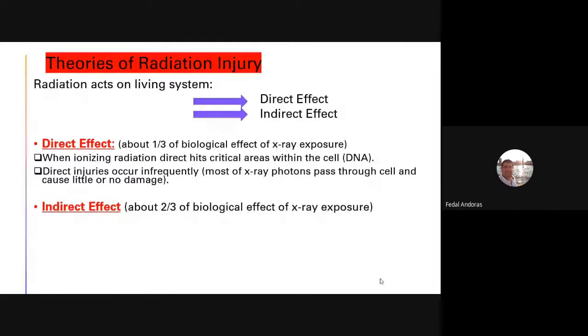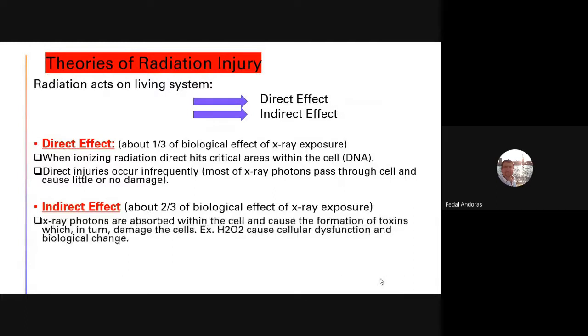The problem is with the indirect effect, about 2/3 of the biological effect of X-ray exposure. How does it happen? X-ray photons are absorbed within the cell and cause the formation of a toxin, which in turn damages the cells. For example, H2O2 causes cellular dysfunction and biological change. This is by production of free radicals.